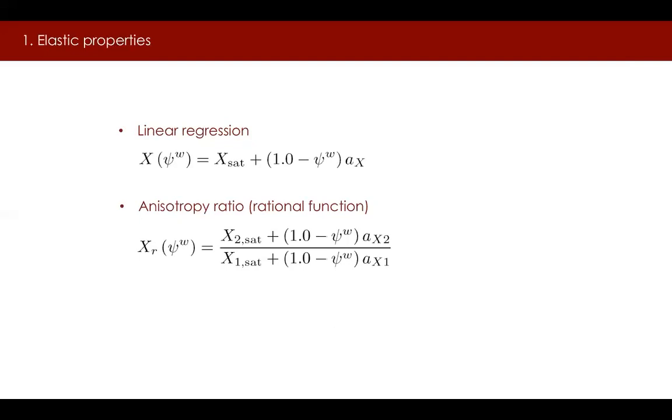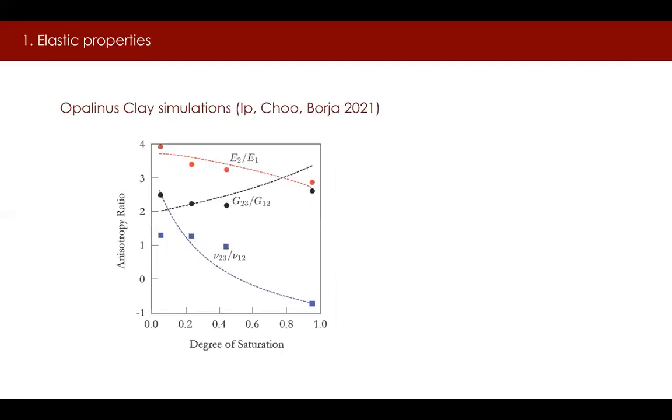From these straight line variations, we can quantify the anisotropy ratio, X_R, as a rational function of saturation emanating from the ratio of two linear functions. The corresponding anisotropy ratios for Young's moduli and Poisson's ratios show a monotonic decrease with increasing saturation, while the variation of the shear moduli ratio with saturation is not monotonic.